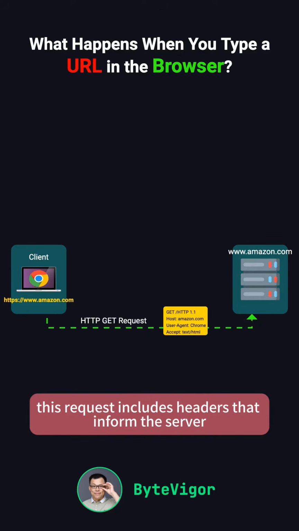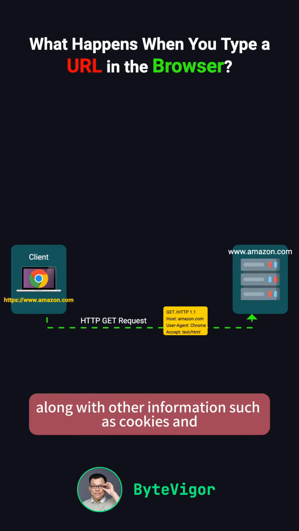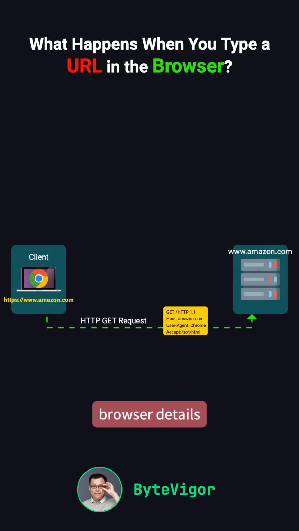After the connection is established, the browser sends an HTTP GET request to request the web page. This request includes headers that inform the server about what types of data the browser can accept, along with other information such as cookies and browser details.